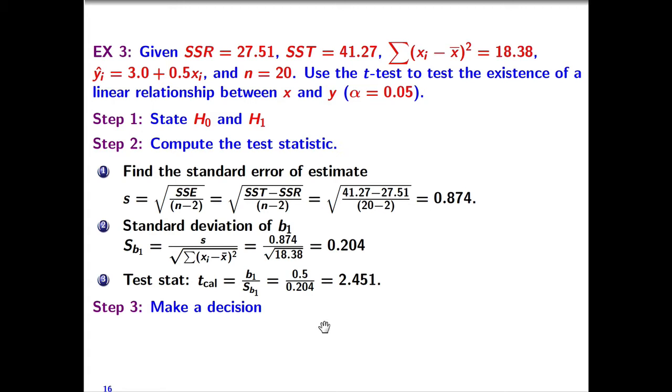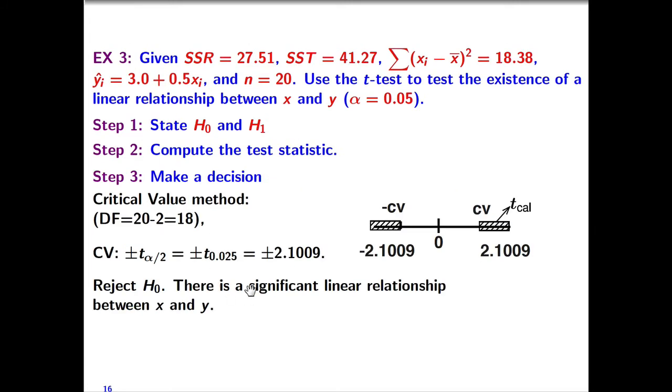In here, we will use the critical value method. Keep in mind, this is a two-tailed test, and alpha is 0.05, so alpha over 2 is 0.025. The degrees of freedom will be n minus 2. N is 20, so degrees of freedom will be 18. Now, using the t-table, we'll be able to find the critical value to be 2.1009.